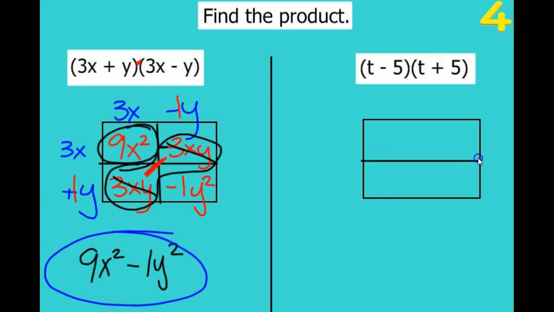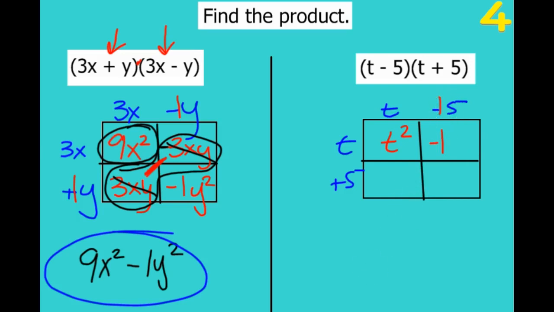Alright, last one like this, I believe. If I have t minus 5 on one side and t plus 5 on the other, I hope you can predict what's going to happen with our middle two terms. If it's the same but one's positive and one's negative, now that we've done a couple like this. T times t is just t to the power of 2. There's 2 t's there.